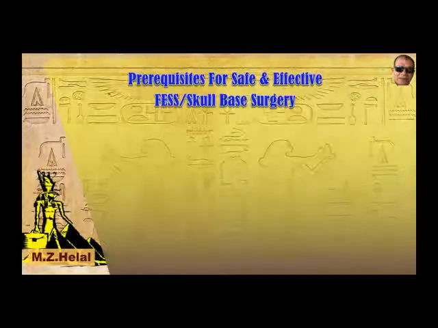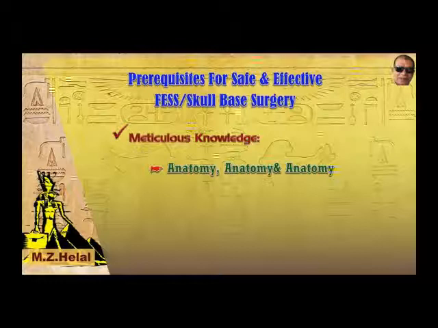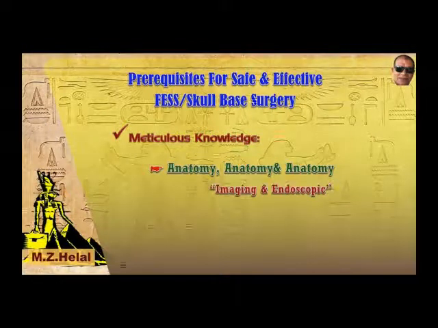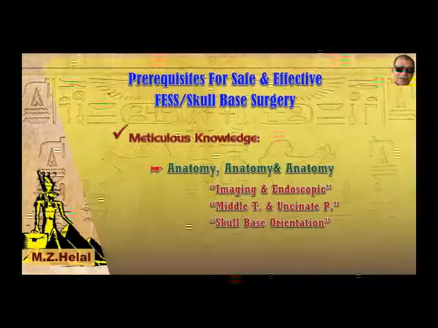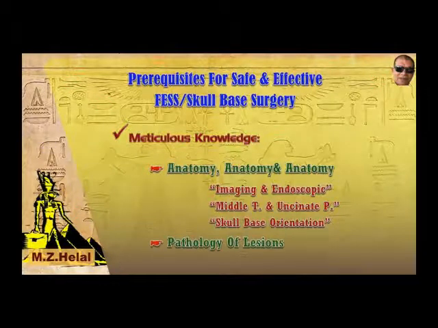Prerequisites for safe and effective endoscopic sinus surgery and skull-based surgery. It needs meticulous knowledge of the anatomy, and by anatomy we mean imaging anatomy and endoscopic anatomy, with special attention to the middle turbinate and the uncinate process, and also to the skull base orientation. Secondly, knowledge of the pathology of the lesion we are dealing with, whether bony, soft tissue, benign, malignant, or vascular. All these will determine the techniques we use to handle such lesions.